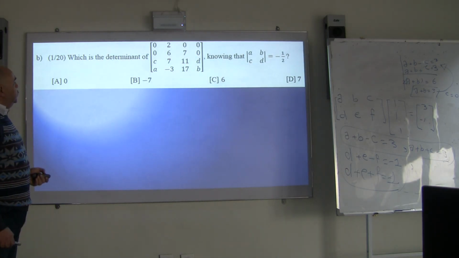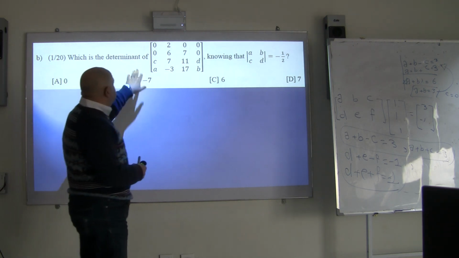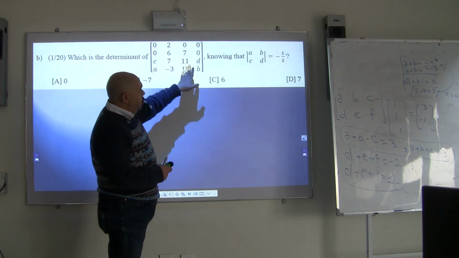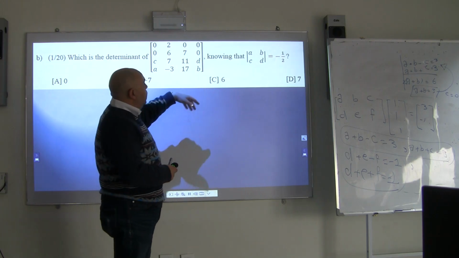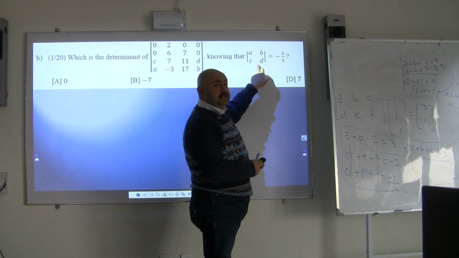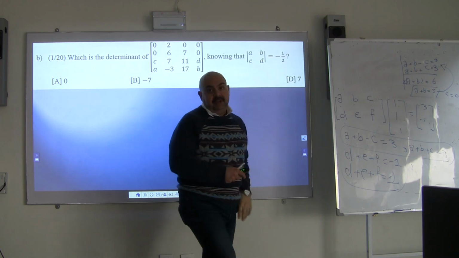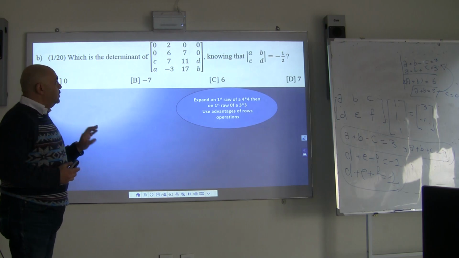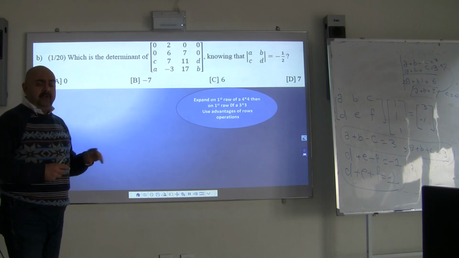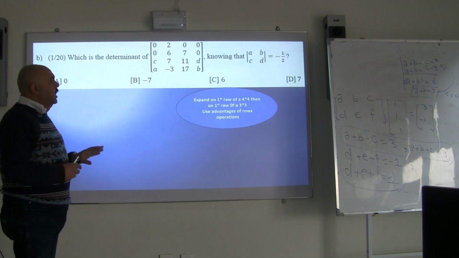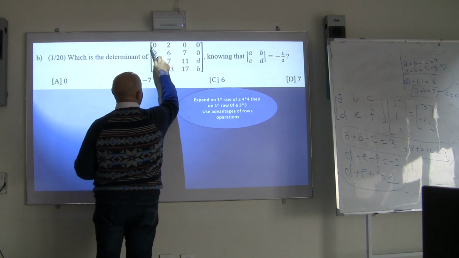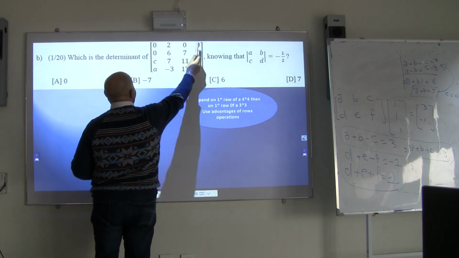For the second question, he's giving you a determinant, which is as given. As you can see, this is the determinant of this matrix, knowing that he's giving you a condition that A, B, C, D, which is one of its minors, equals negative half. This is really very simple. All I have to do is choose the row or column with the largest number of zeros. So first of all, I will remark that the first row contains 3 zeros.